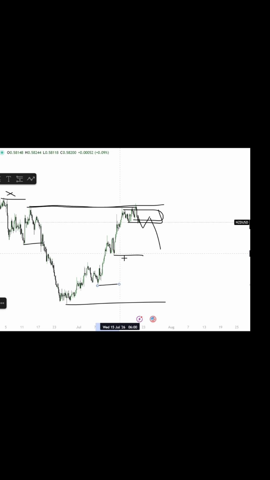Obviously, we've got some nice liquidity targets here and here, but ultimately the weak swing low at the bottom would be the main target where you could hold that position.